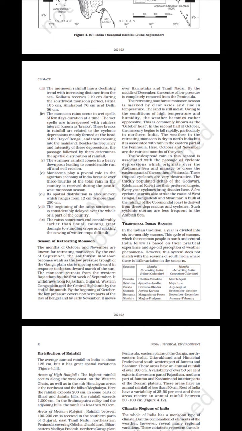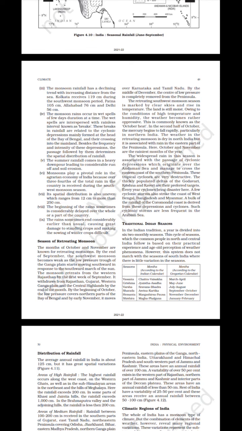These tropical cyclones are very destructive. The thickly populated deltas of the Godavari, Krishna, and Kaveri are their preferred targets. Every year, cyclones bring disaster here. A few cyclonic storms also strike the coasts of West Bengal, Bangladesh, and Myanmar. A bulk of the rainfall of the Coromandel coast is derived from these depressions and cyclones. Such cyclonic storms are less frequent in the Arabian Sea.